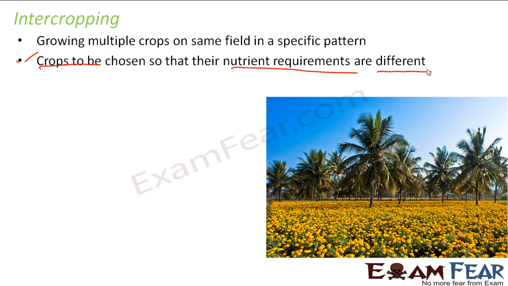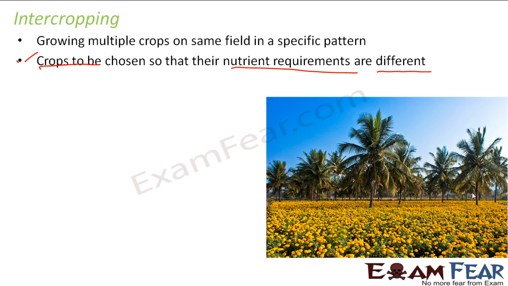So you can see here that even here you have both coconut trees and marigold plants, but here the coconut trees are arranged in a specific pattern. They are arranged in specific rows, right? So these kinds of specific patterns are known as intercropping.